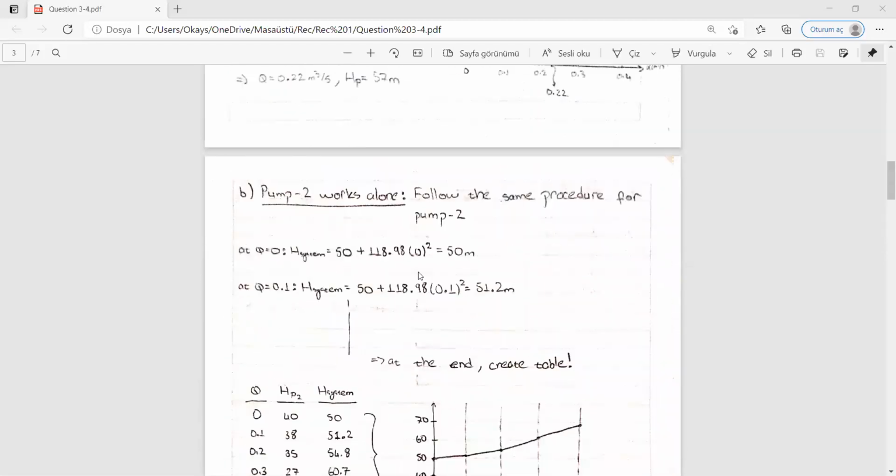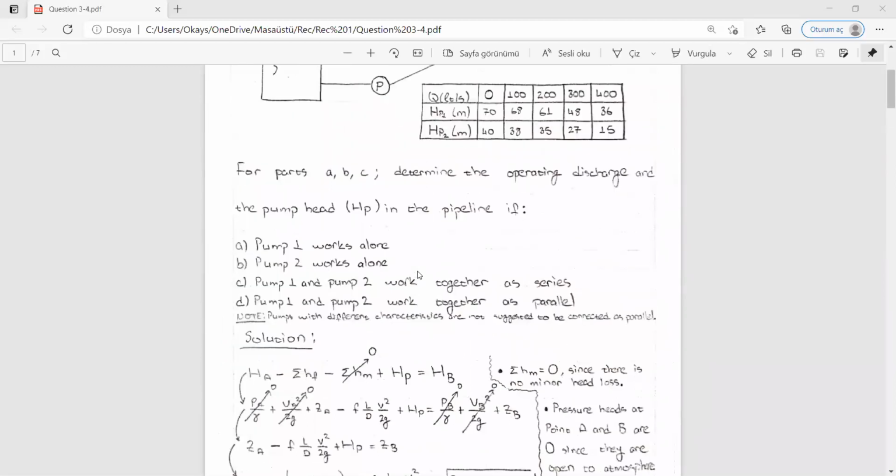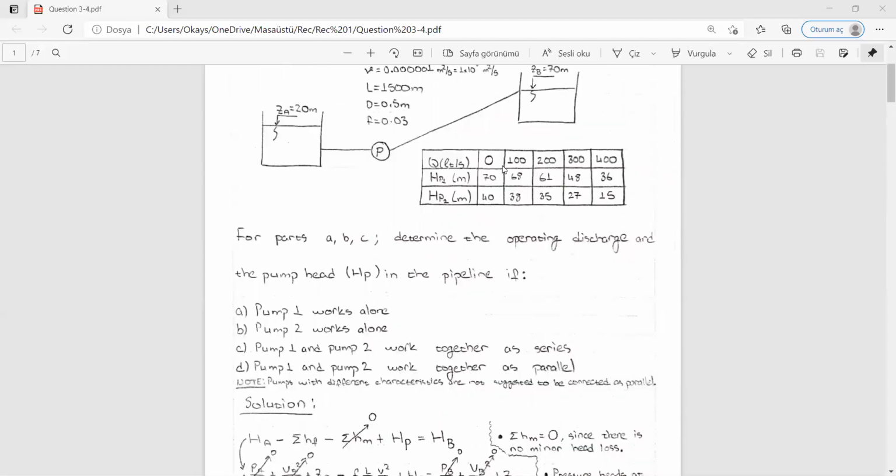Now, part C. What does part C want us to do? Part C says pump 1 and pump 2 work together in series. The thing you need to know is when two pumps work in series, the discharge value doesn't change. Because if pump 1 is here and we put pump 2 here, in series, we are using the same discharge coming from the same pipe. The same flow goes through pump 1 and pump 2. So the discharge value doesn't change.